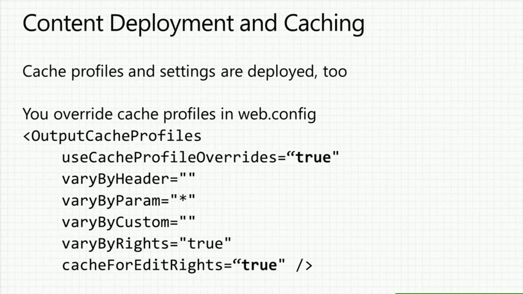Also remember that we have caching in play, and our profiles and cache settings are deployed as well. So if we want different caching in production, as we have in authoring, we can use profile overrides. And this is a snippet of the web config necessary for that.